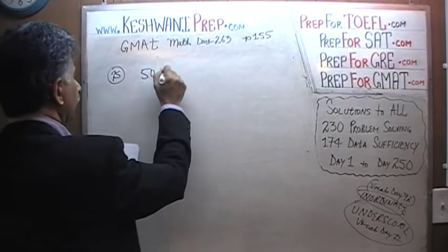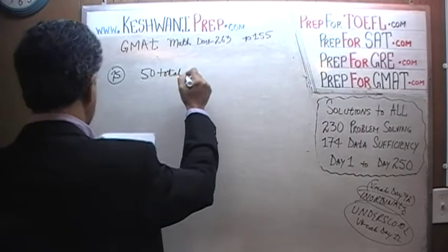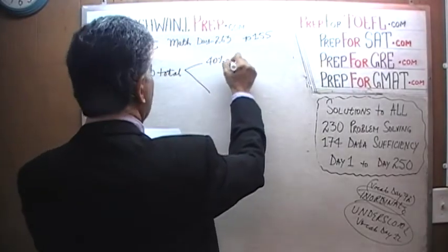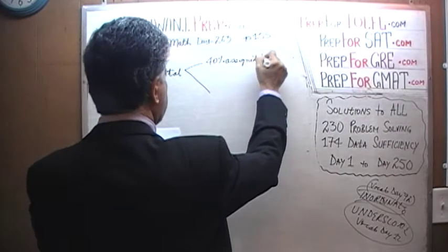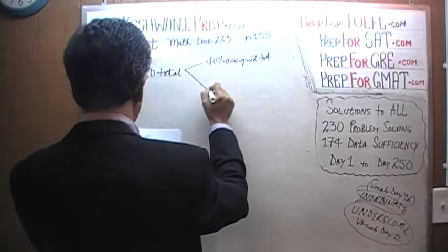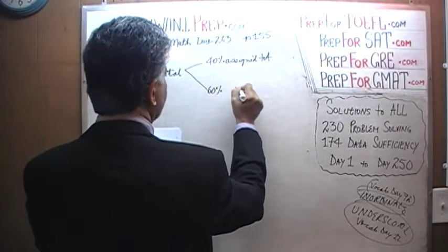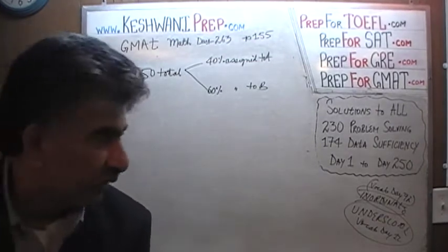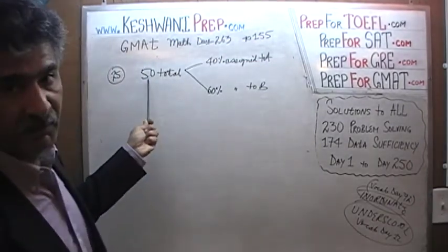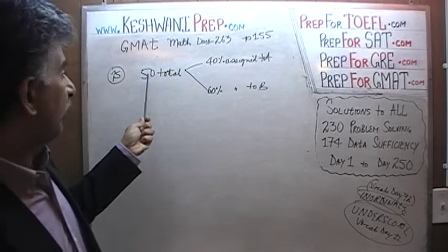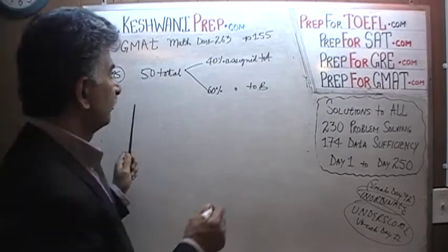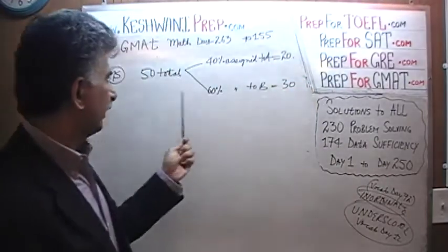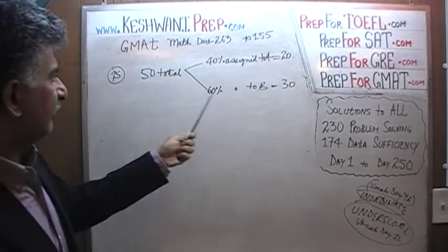We have 50 people total. We are told that 40% are assigned to A, and therefore 60% are assigned to B. But before we do any work at all, let's figure out what 40% of 50 is. 10% of 50 is 5. 40% is going to be 4 times as much. 4 times 5 is 20. And therefore this has to be 30, because again 10% is 5 and 60% is 6 times 5, which is 30.